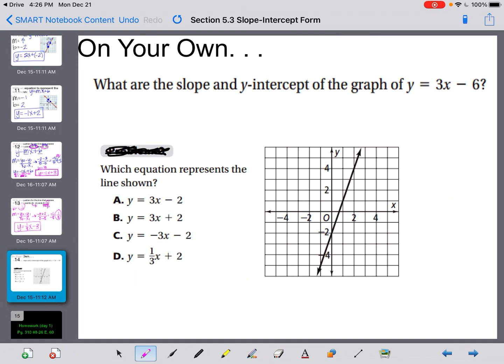Okay, on your own, quickly, just to make sure that you know what's going on, what are the slope and y-intercept of this graph? And then which equation represents the line shown? This would be a great place for you to pause, just double check, make sure you know what you're doing, and come back, check your answers with mine.